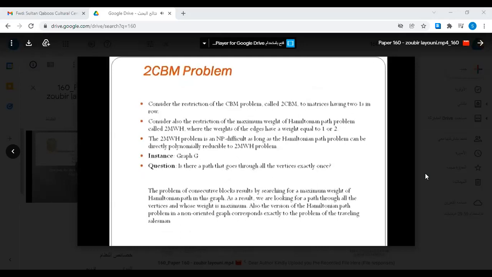The 2 maximum weight Hamiltonian problem is NP-hard, as long as the Hamiltonian path problem can be directly polynomially reduced to the 2MWH problem. The instance is a graph G, and the question is: is there a path that goes through all the vertices exactly once? Here we are looking for a path through all the vertices whose weight is maximum.